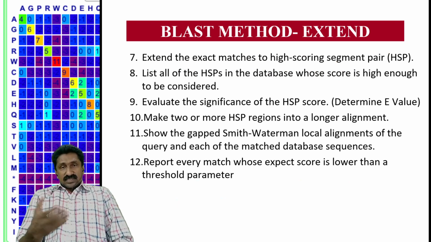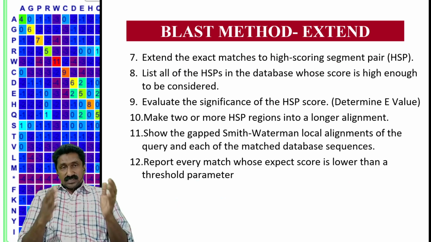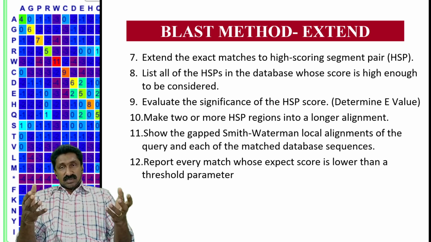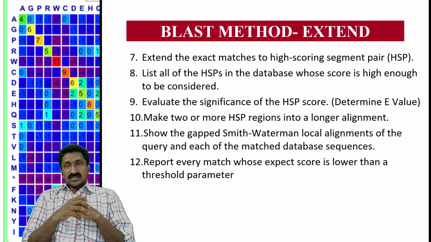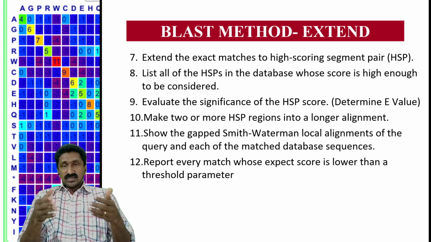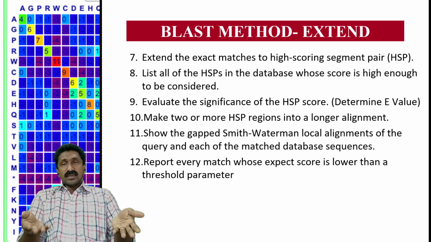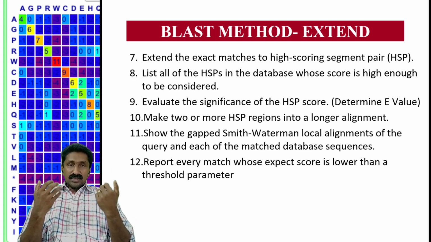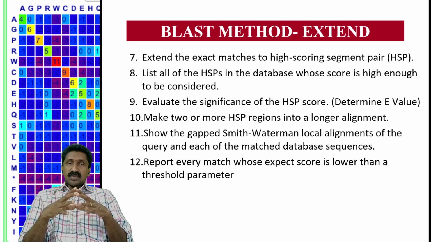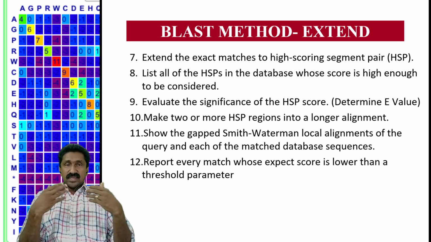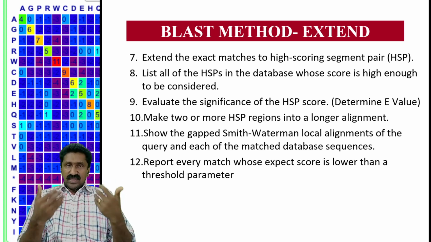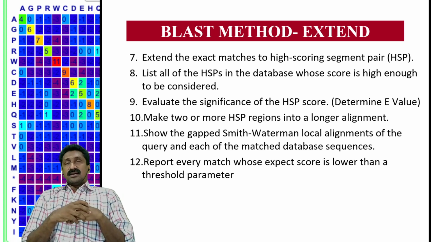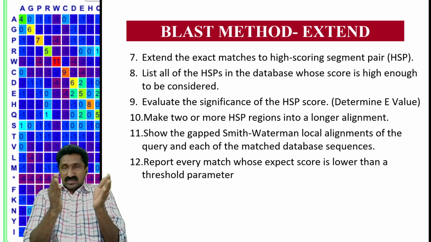So the extend method can be explained something like this. They extend the exact matches to high scoring segment pairs. It will extend on both sides to create the high scoring segment pairs. If it is a high scoring segment pair, the alignment score will be high. List all the possible high scoring segment pairs in the database whose score is high enough to be considered. Evaluate the statistical significance of that HSP score, that alignment score or segment score.